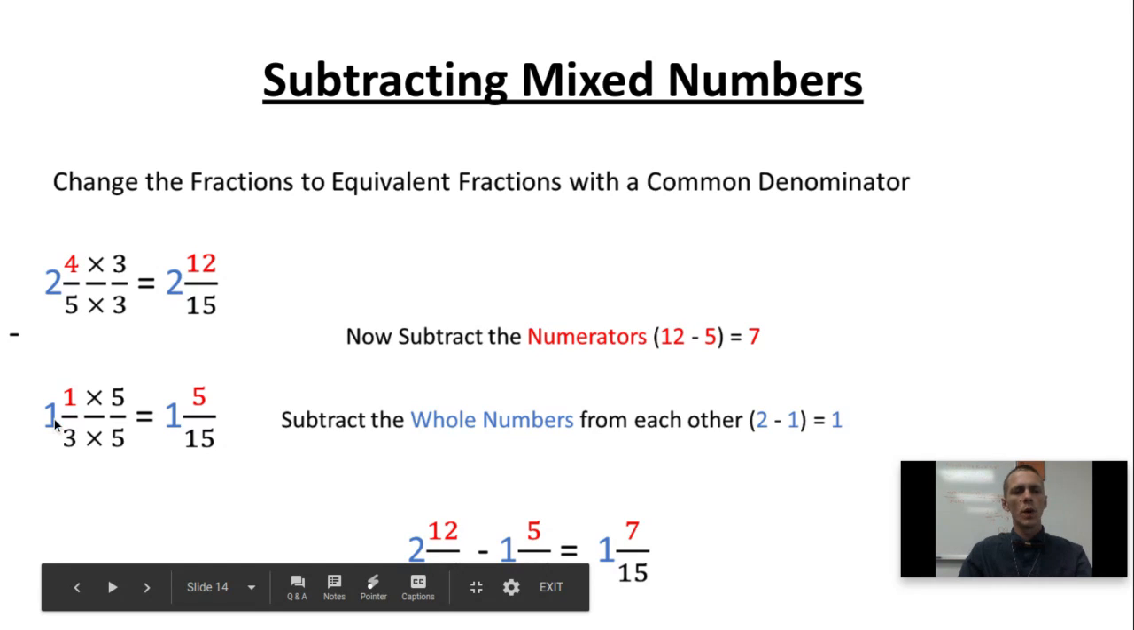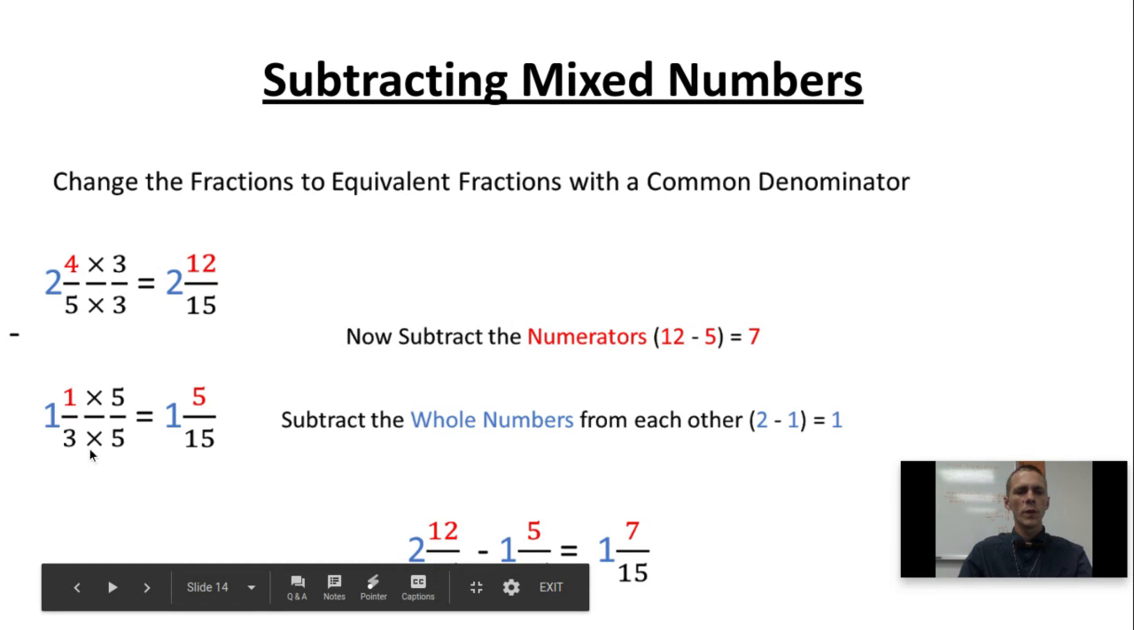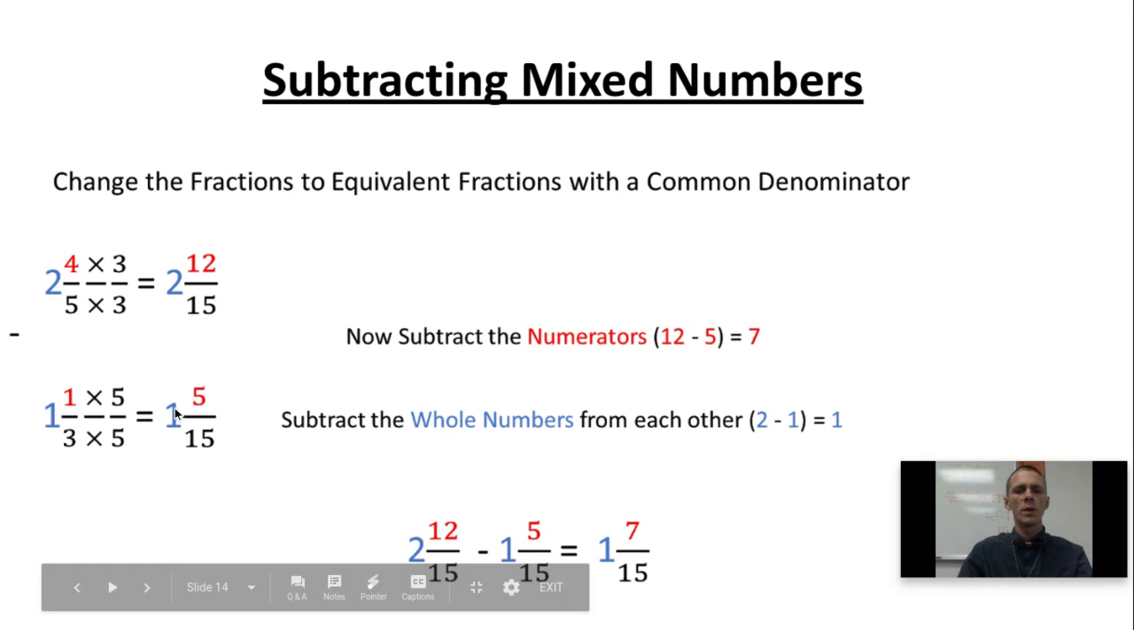Now we're going to take 1 and 1/3 and raise it so the 3 is also a 15. To raise, again, you use multiplication. So 3 times what number is 15? 3 times 5. Now, whatever you do to the bottom, you also do to the top. So 1 times 5 is 5. And just bring over your whole number.